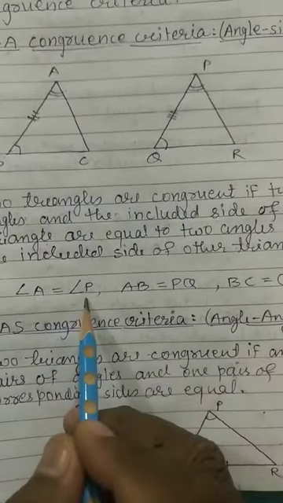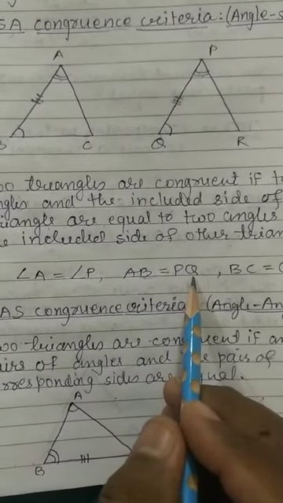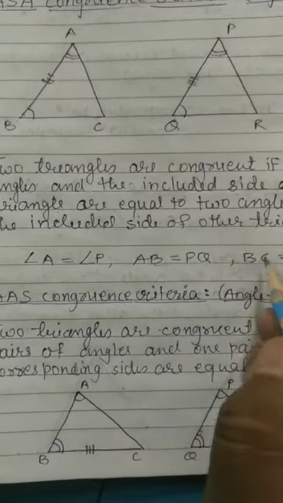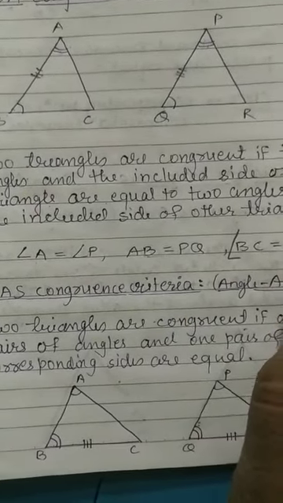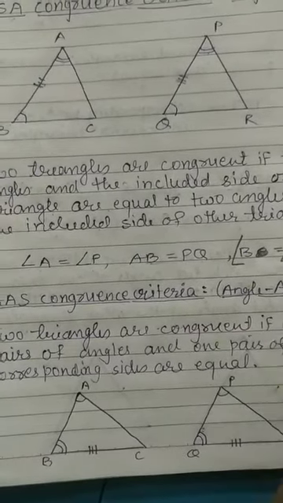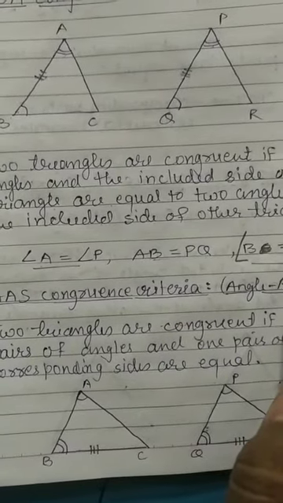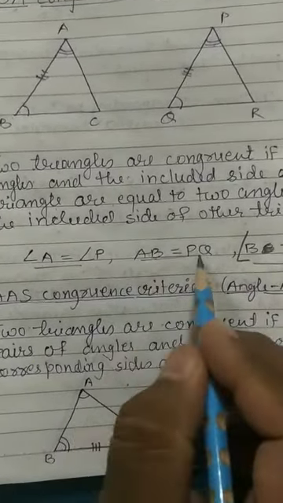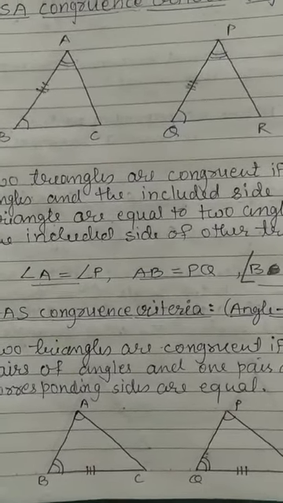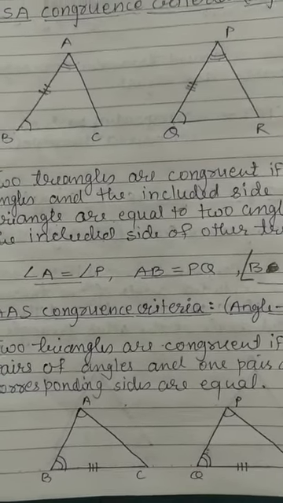Angle A is equal to angle P, AB is equal to PQ, and angle B is equal to angle Q. It is written by mistake. So two pairs of angles are given equal and one pair of sides which is included by those two angles is also equal. So the triangles are said to be congruent, right?